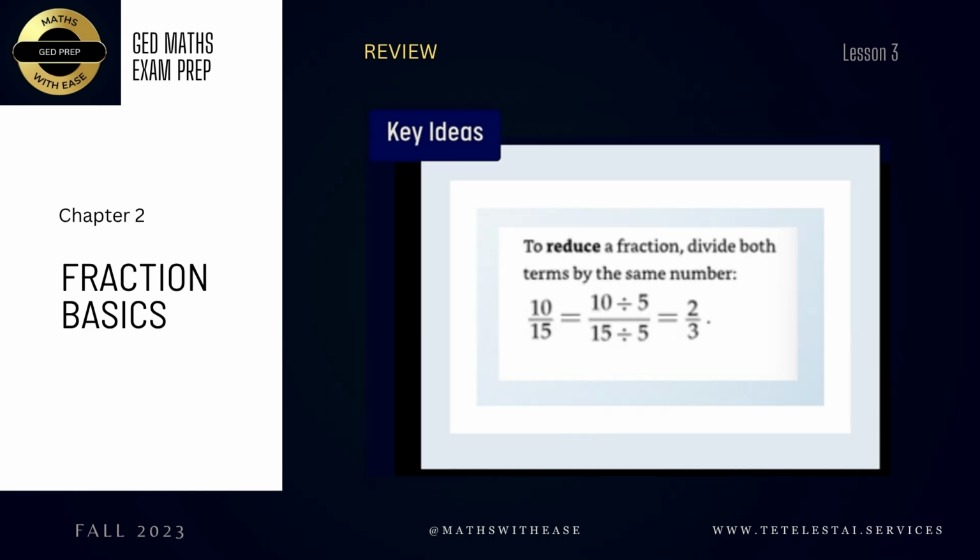Okay. So here we're being asked to reduce 10/15. We know that 5 goes into 10 twice, and 5 goes into 15 3 times. So our final number is 2/3. And if we wanted to return 2/3 to its original condition, we would multiply 2 by 5 and 3 by 5. 2 times 5 is 10, and 3 times 5 is 15.